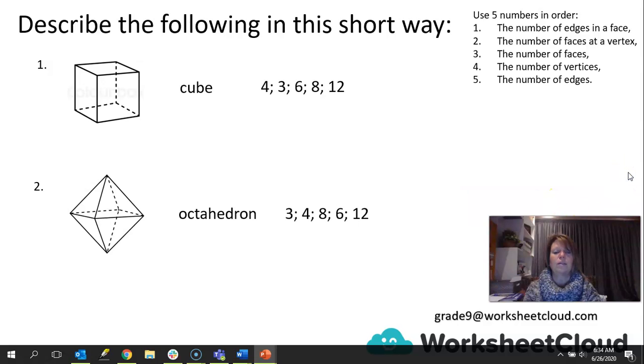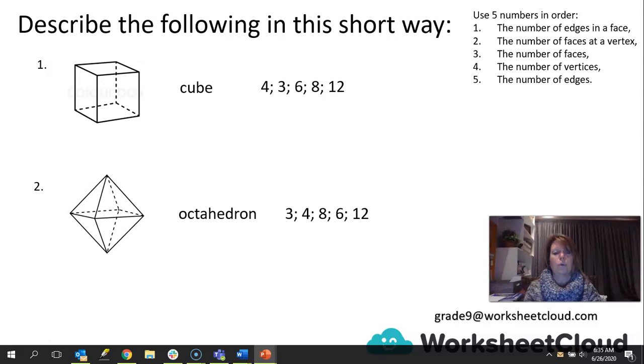So do we get that? Yes. 3, 4, 8, 6, and 12. And remember, it's 3 edges on each face. It's 4 faces that meet at each vertex. It's 8 faces altogether. It's 6 vertices altogether. And then it is 12 edges altogether.